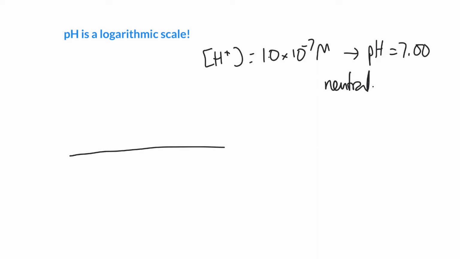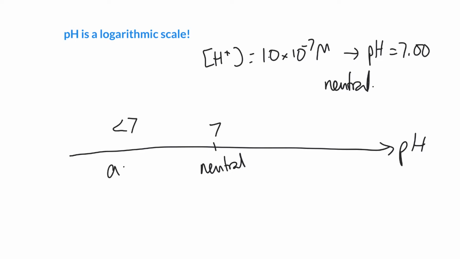We can also go ahead and draw out the pH scale, and so we know that 7 is a midpoint, and this corresponds to neutral. What we find is that when we increase the H plus concentration, we decrease the pH, and so pHs less than 7 are acidic, and pHs that are bigger than 7 are classified as basic.